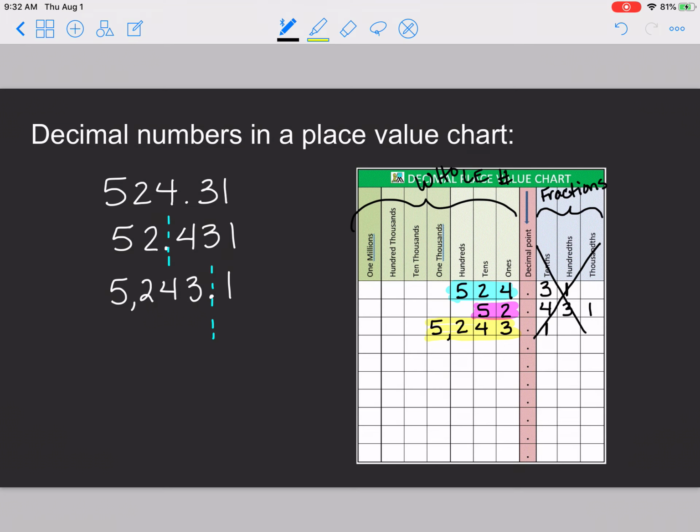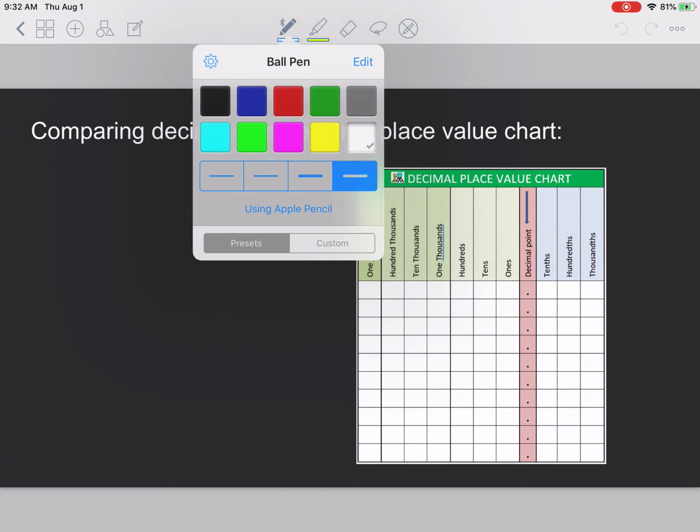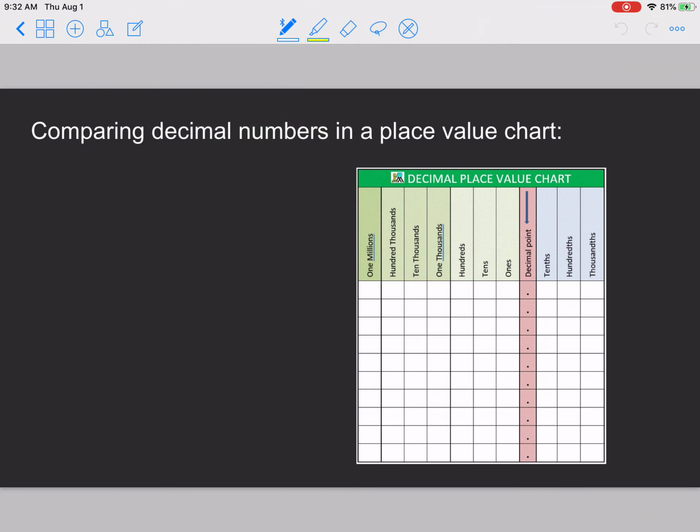Because I would certainly want to be given $5,243 over $52 or $524 if I had to choose the greatest value. So that's a pretty easy way to see and compare numbers in the place value chart, even decimal numbers. Now, what if we're being given some numbers like this?